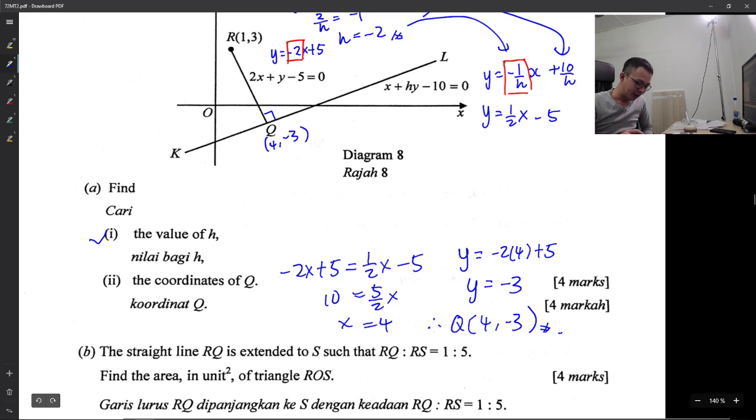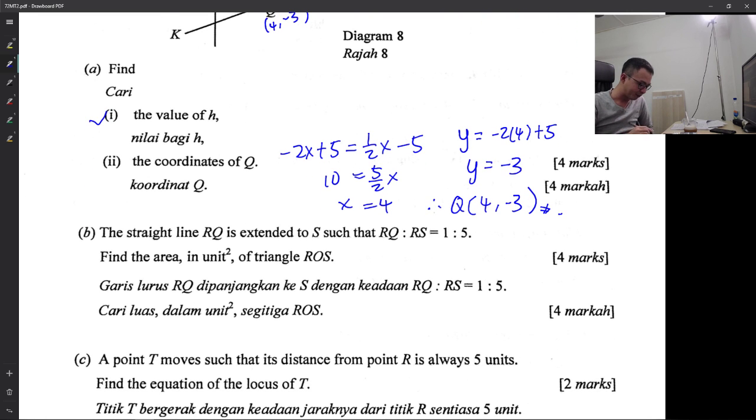4, -3. When I got the coordinate, something I will always do is check whether the coordinate makes sense or not. Yeah, this Q is after the y-axis, so 4 makes sense, and -3 also makes sense because it's below the x-axis.